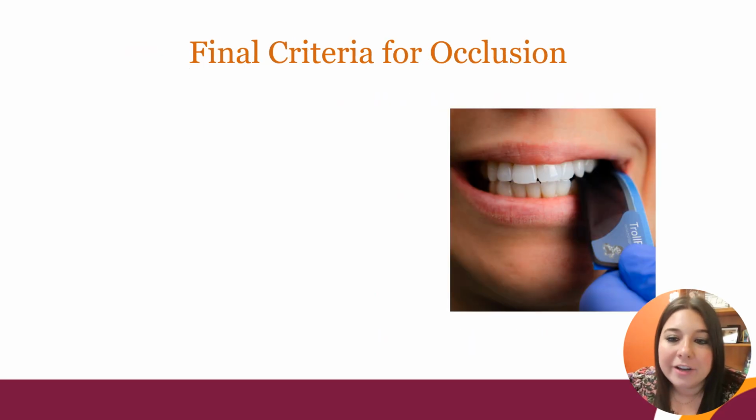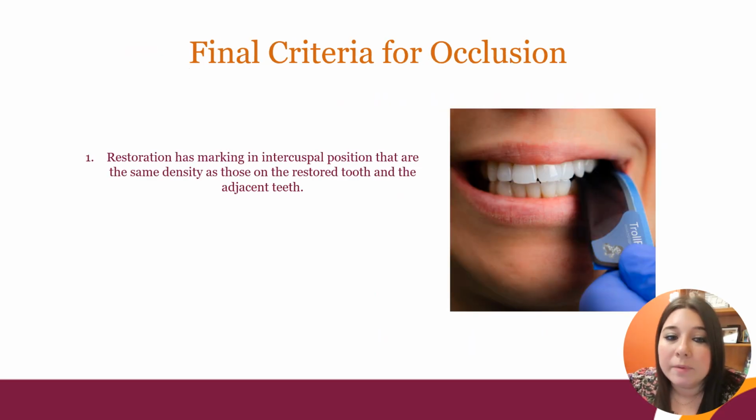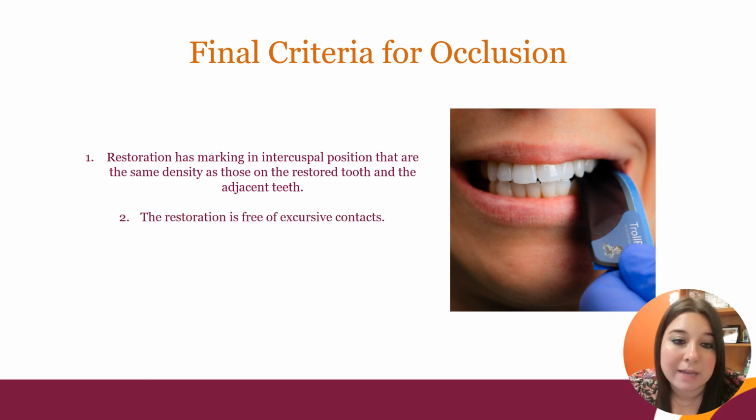Final criteria for occlusion. So first, we want to make sure that the restoration has markings that are similar in density to the surrounding teeth, the adjacent teeth. We want to make sure that there's no bullseye type marks or any marks that are just much heavier in density compared to the teeth around it. Everything should be looking pretty even.